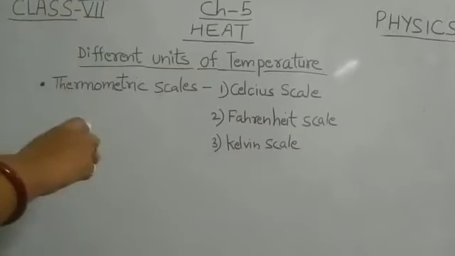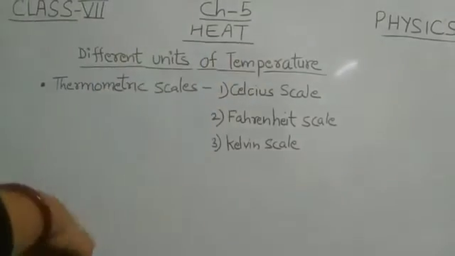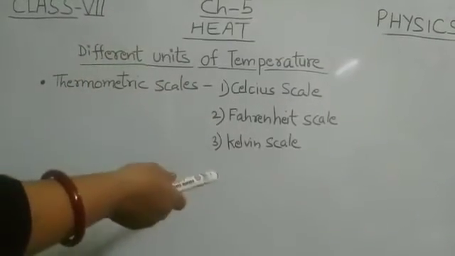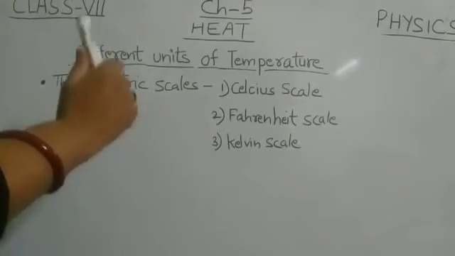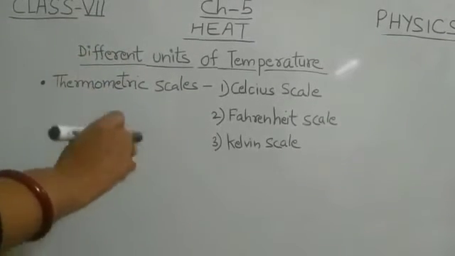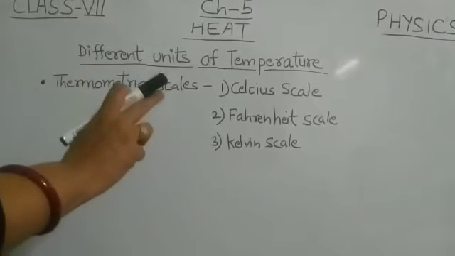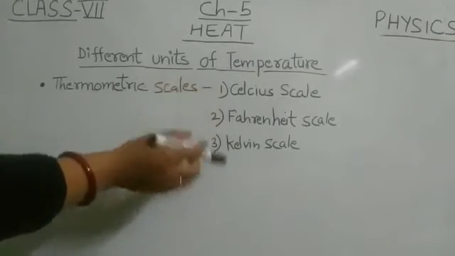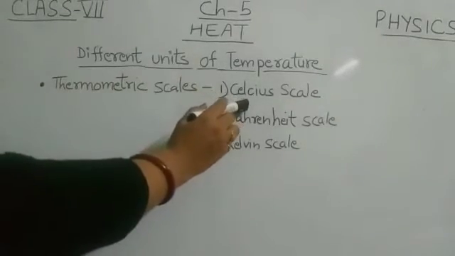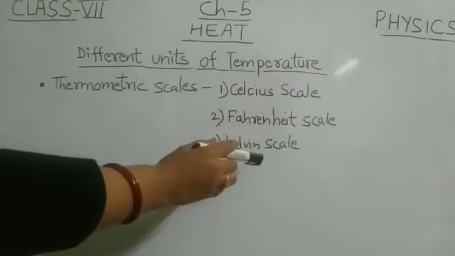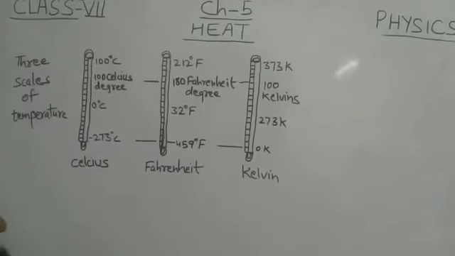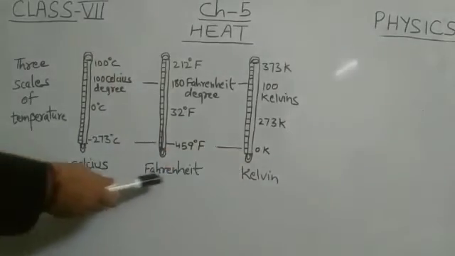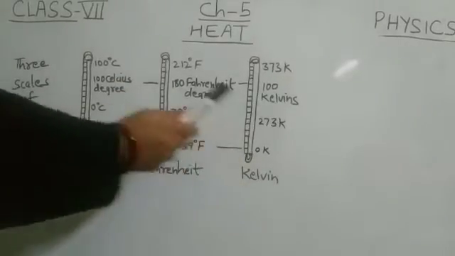Now we will talk about the different units of temperature. Children, temperature is measured by using a device or instrument called thermometer. A thermometer has a scale marked on it which is used to read the temperature. There are three temperature scales in use: Celsius scale, Fahrenheit scale and Kelvin scale. Now here are the three scales of temperature: Celsius scale, Fahrenheit scale and Kelvin scale.